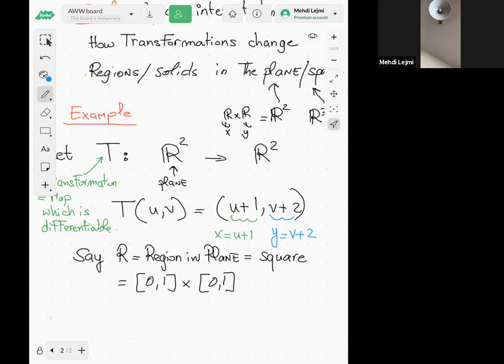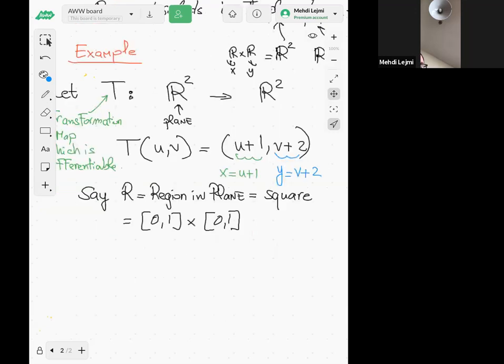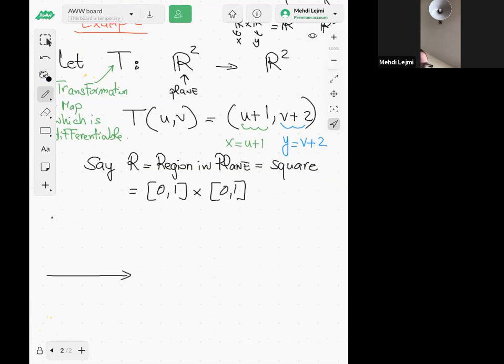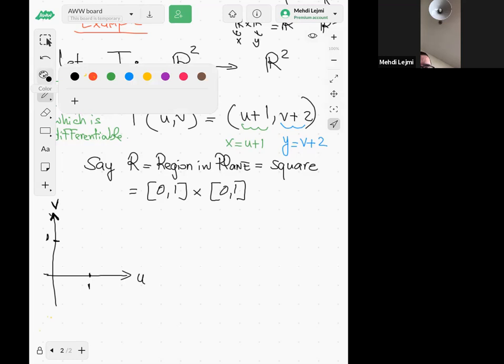Here is our region. It's a square. Let's say here you have the u axis and v axis, and you have this square 0, 1 cross 0, 1. So let's say this is 1 here, and this is 1 here. So we have this square, this R.